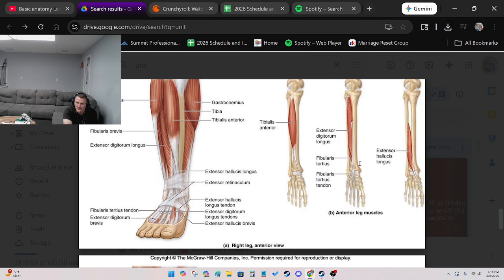Extensor digitorum longus. Don't freak out. Digits are the toes. Extensor, meaning to extend or lift the toes. Longus, long muscle. So if you pick your toes up, just your toes, that's what this muscle does. Extensor hallucis longus. What does it do? It's going to pick up the big toe, baby. Extend the big toe muscle. That's long. That's exactly what that means.